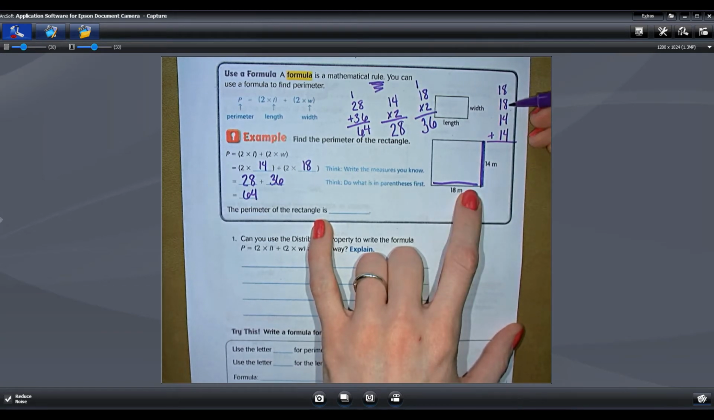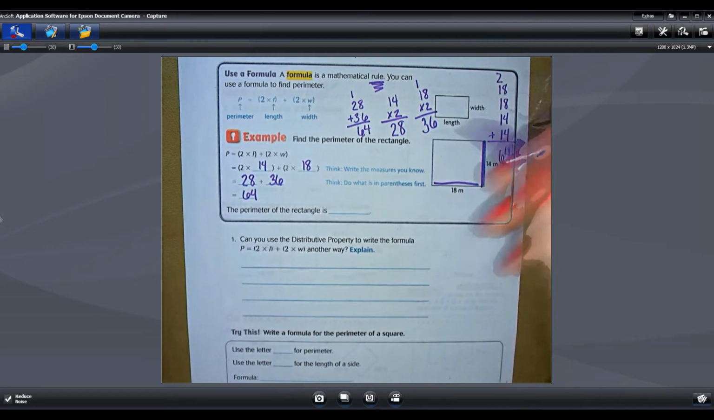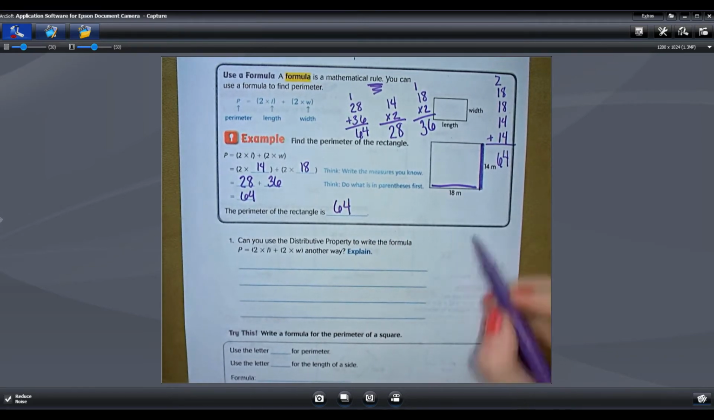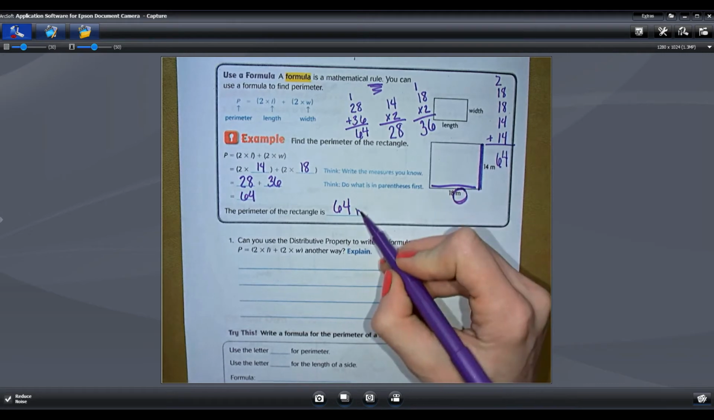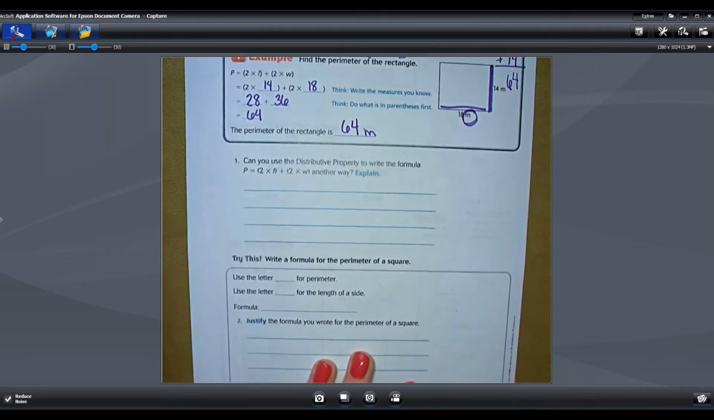8 plus 8 is 16. Plus 4 more is 20. Plus 4 more is 24. 2, 3, 4, 5, 6. 64. Okay, so we got the same answer. The perimeter is 64 meters. 64 right here, meters.